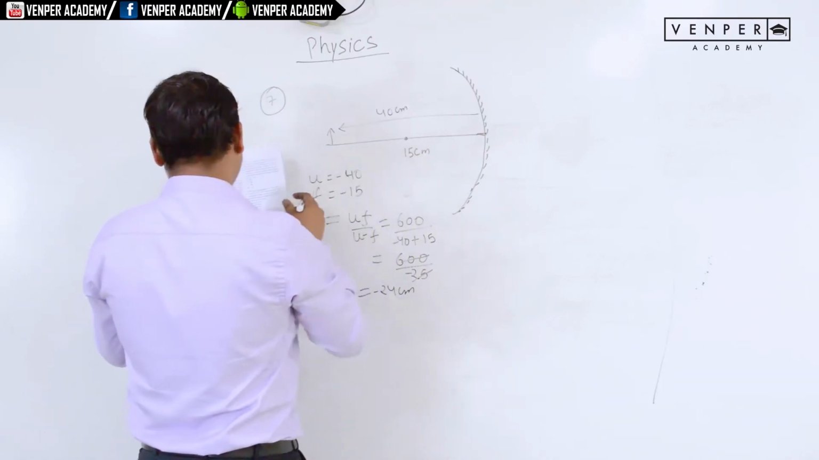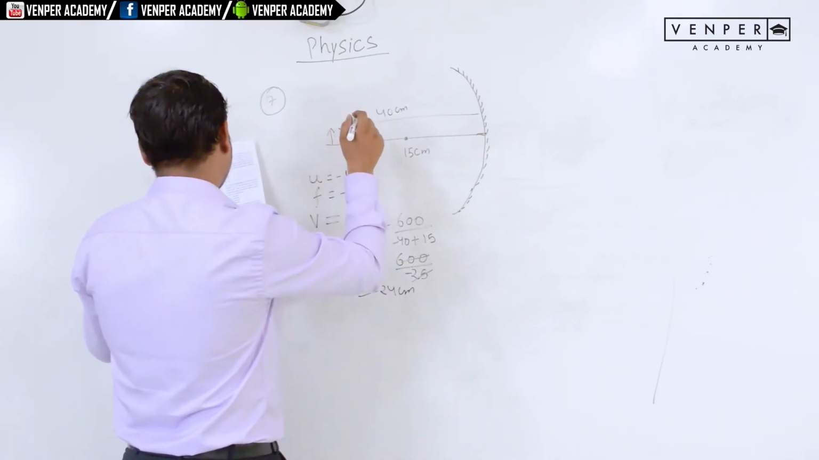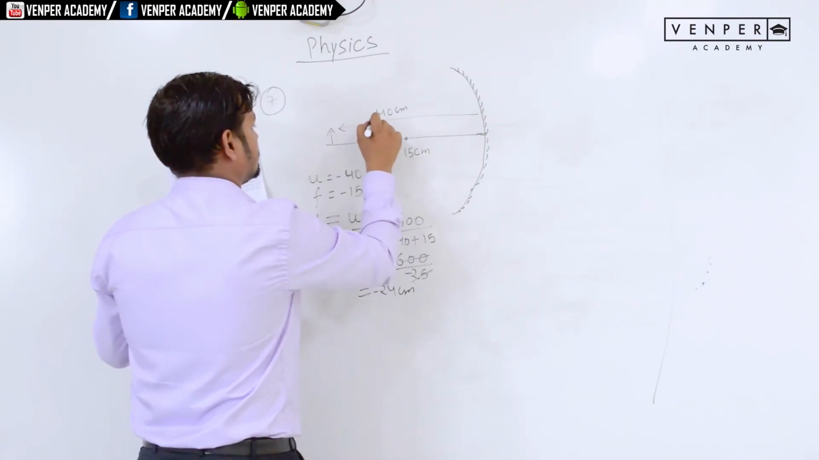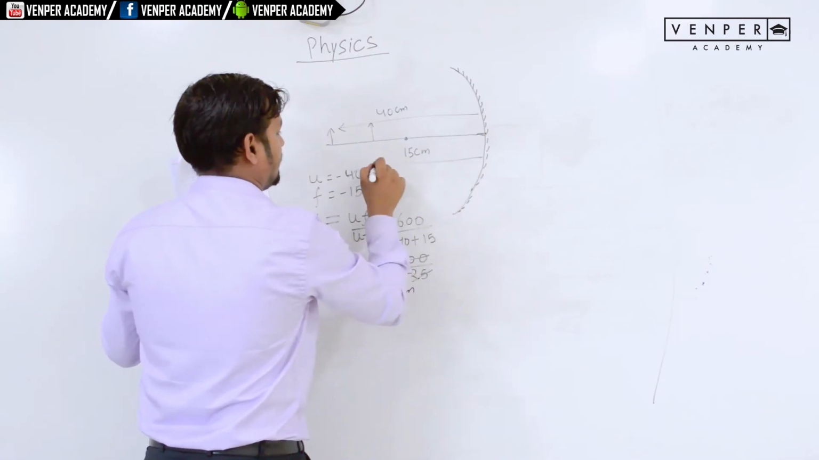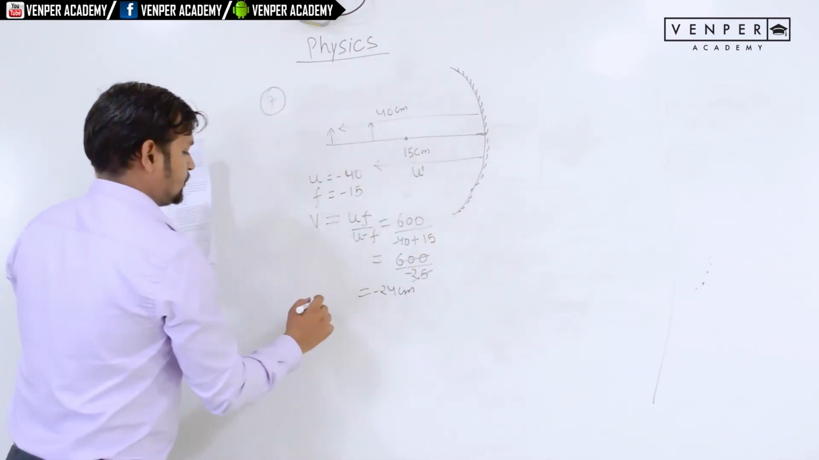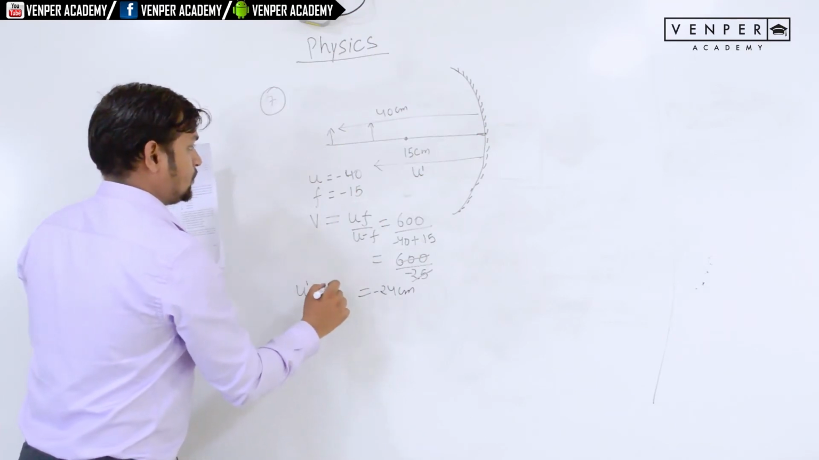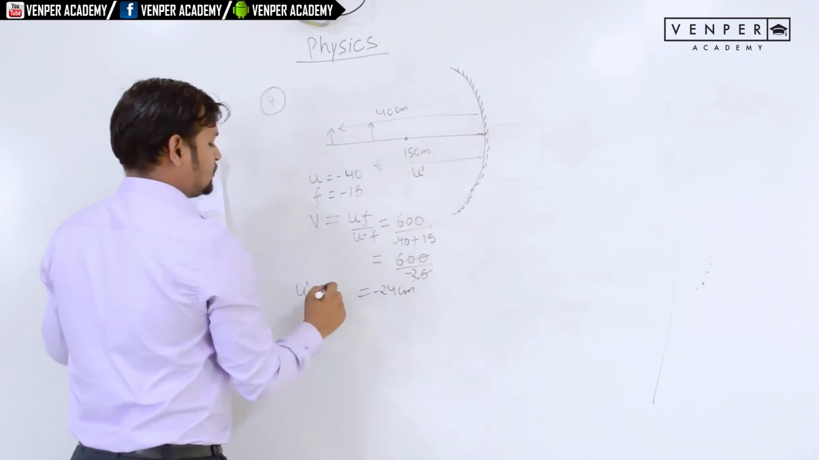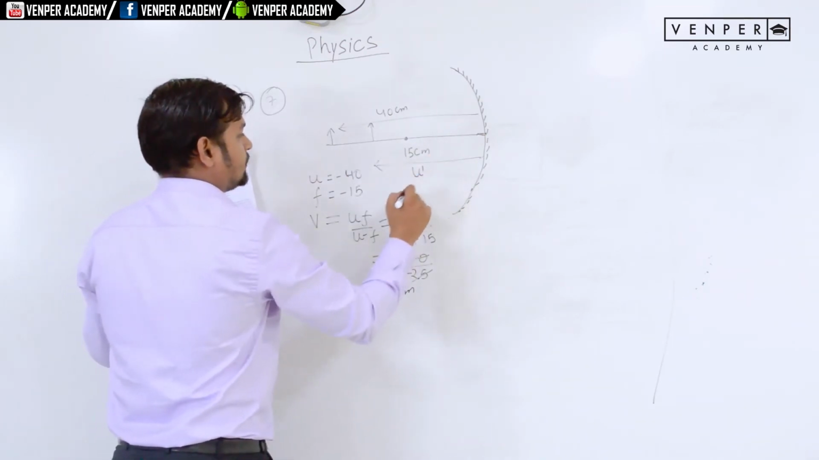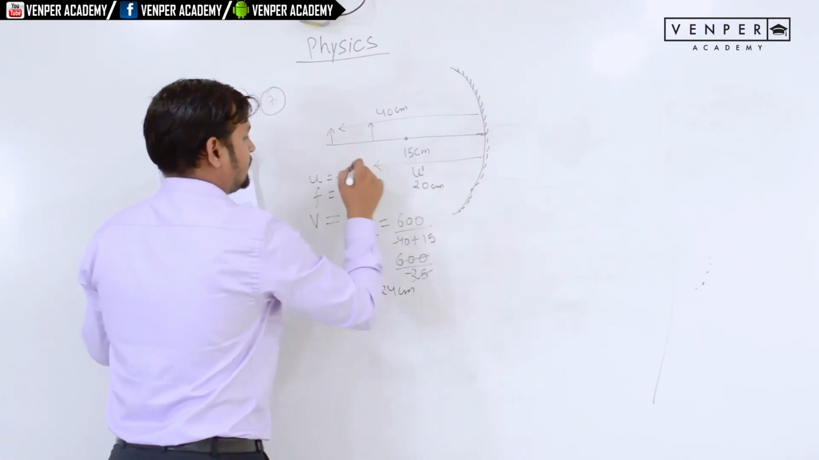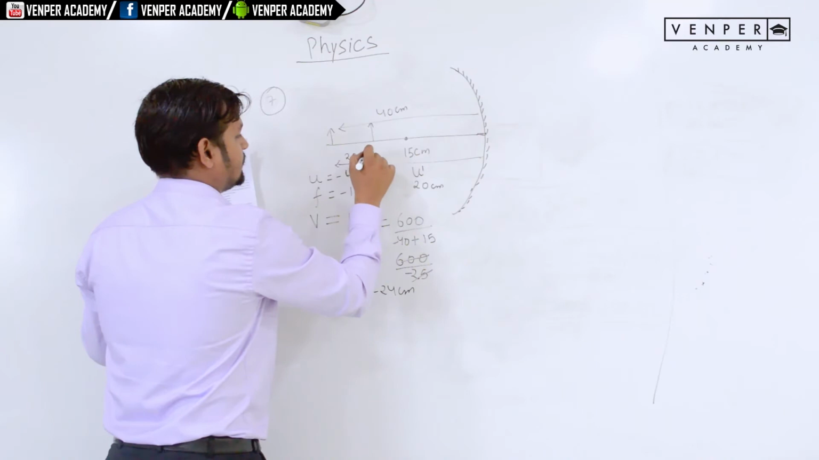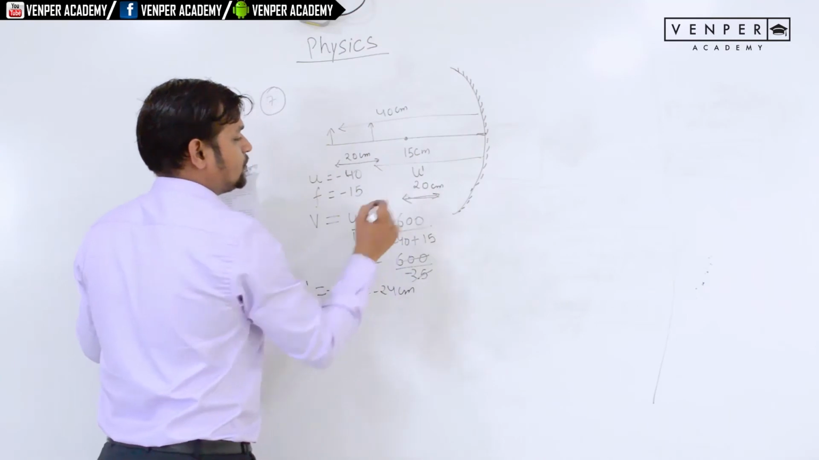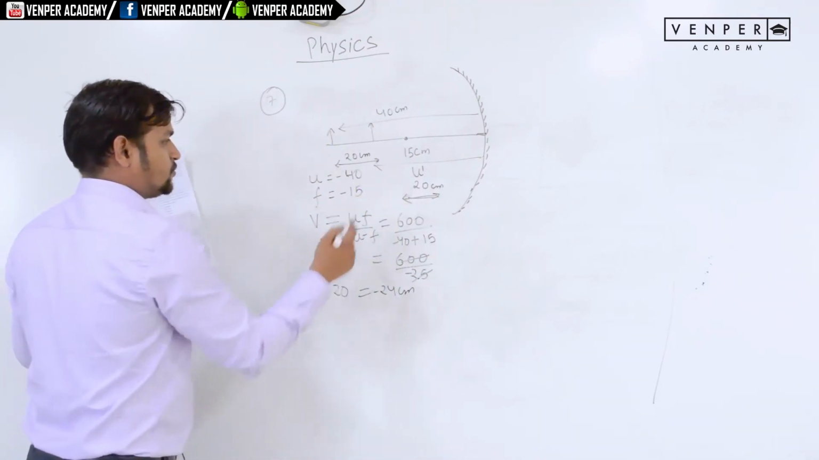Next, when this object is displaced by 20 centimeter, now this is the new position. I can write this one as U dash. So U dash is 20 centimeter displaced, which means this distance is 20, and this is also 20 centimeter. It is displaced by 20 centimeter towards the mirror. So new U, object distance, is 20.